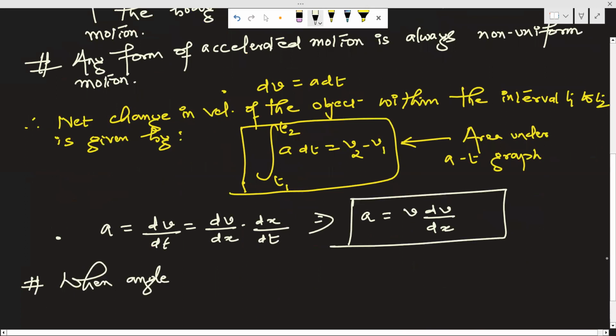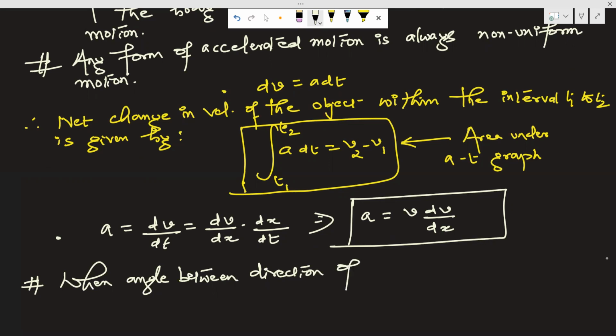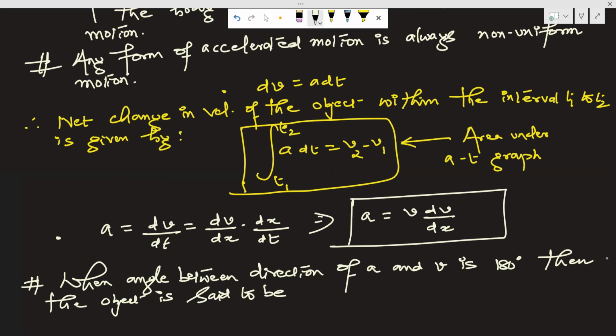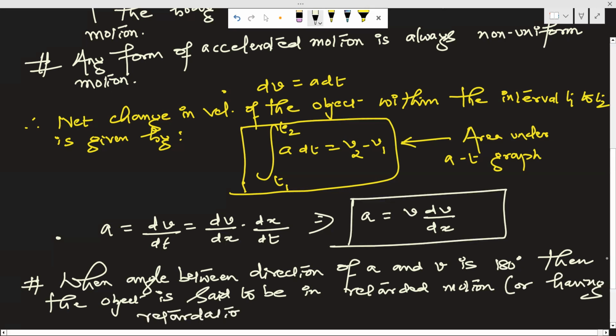अच्छा, next what we can remember that when the angle between direction of acceleration and velocity, मतलब अगर direction of motion के साथ acceleration का direction का angle is 180 degree, then the object is said to be in retarded motion, or we can say it is having retardation, right?